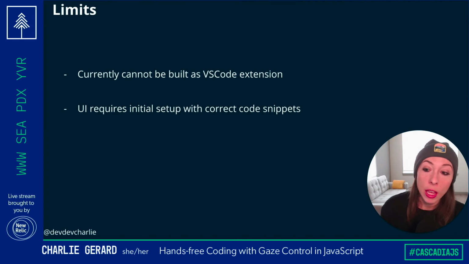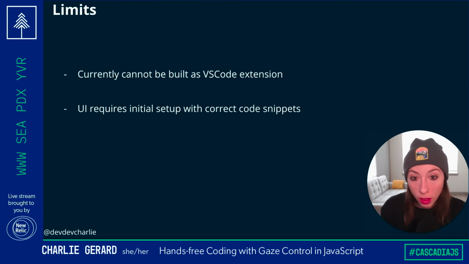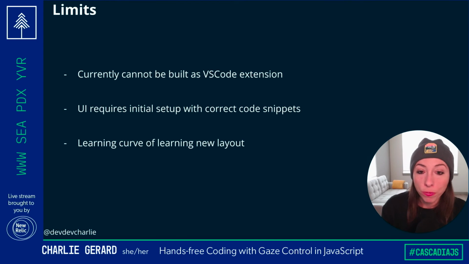Another limit is that the UI requires initial setup with correct code snippets. In my example, I knew that I wanted to create a React component, so I used React snippets, but you'd have to adapt it to the language and framework that you'd like to use. If you're coding in Python, the way that you declare your variables is different, so you wouldn't need the JavaScript things. I don't see it as a huge limit, but it's something to keep in mind.